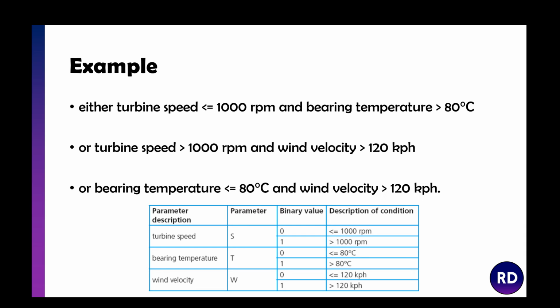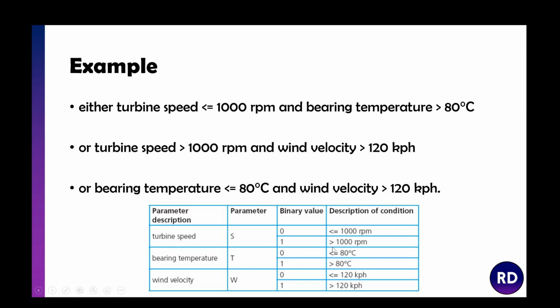So here's an example. So I've got 3 different statements. So if the turbine speed is less than or equal to 1000 RPM and the bearing temperature is greater than 80 degrees, or the turbine speed is greater than 1000 RPM and wind velocity is greater than 120 km per hour, or bearing temperature is less than or equal to 80 and wind velocity is greater than 120. So I've got these values here.